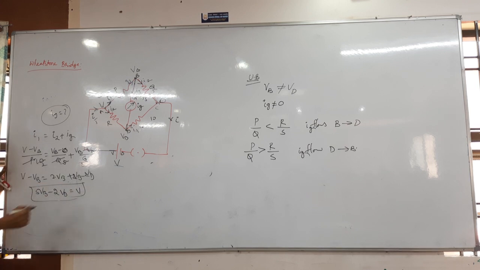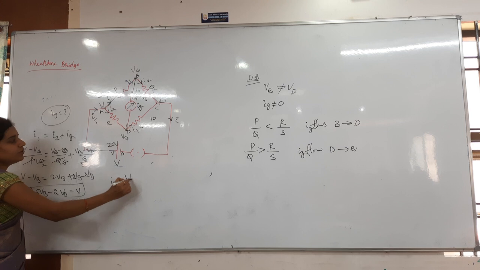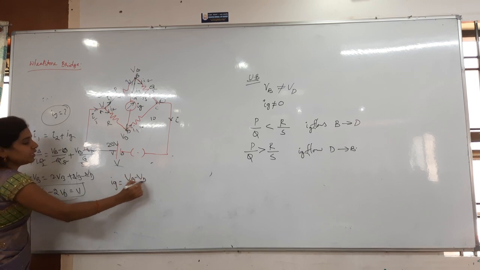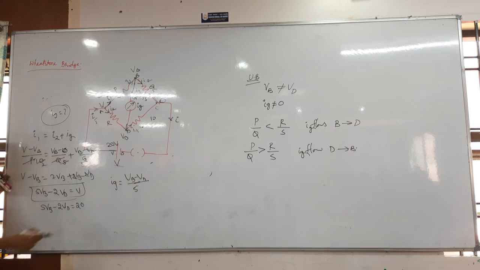Now the voltage value they will give. Of course, let me take this as a 20 volts battery. At that time 5VB minus 2VD equals 20 volts. Now we got the potential difference. I want to find out Ig. The Ig formula is Ig equals VB minus VD divided by the galvanometer resistance, which is 5. Substitute the VB minus VD value here and get the Ig value, that's it. Clear? You understand how to solve this?